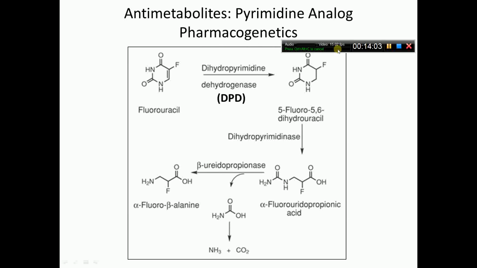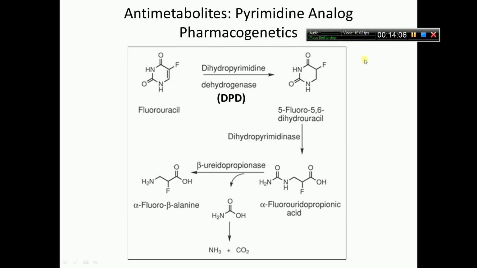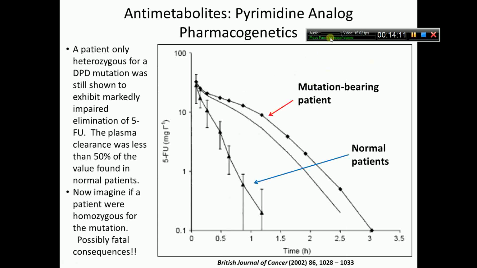And this is just the metabolic pathway. I don't want you to memorize that. It's just for your information to see how it's metabolized. This slide is meant to show you some clear evidence of how important this metabolic route is for 5-fluorouracil. On the left, we have a normal clearance of 5-fluorouracil in a patient with no mutations in DPD. On the right, we have 2 curves, but this is the same group of patients. The bottom curve is just a correction for renal function.